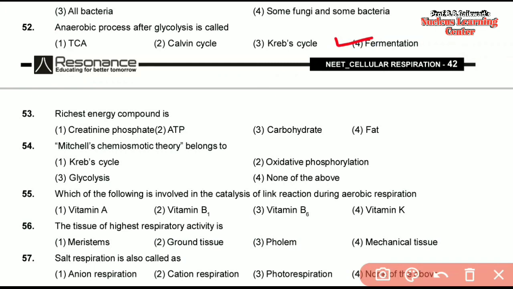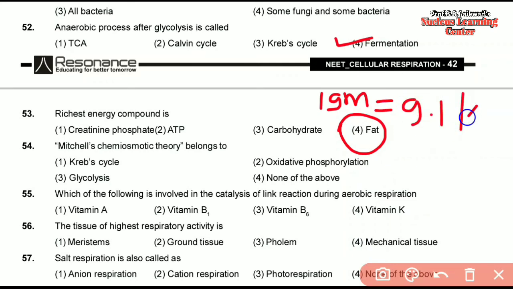Next is richest energy compound is. So among the given options, the fat is the richest energy compound. So when there is a complete oxidation of 1 gram of fat, its physiological value is 9.1 kilocalorie. So the fat has the greatest value of energy as compared to carbohydrates and proteins.